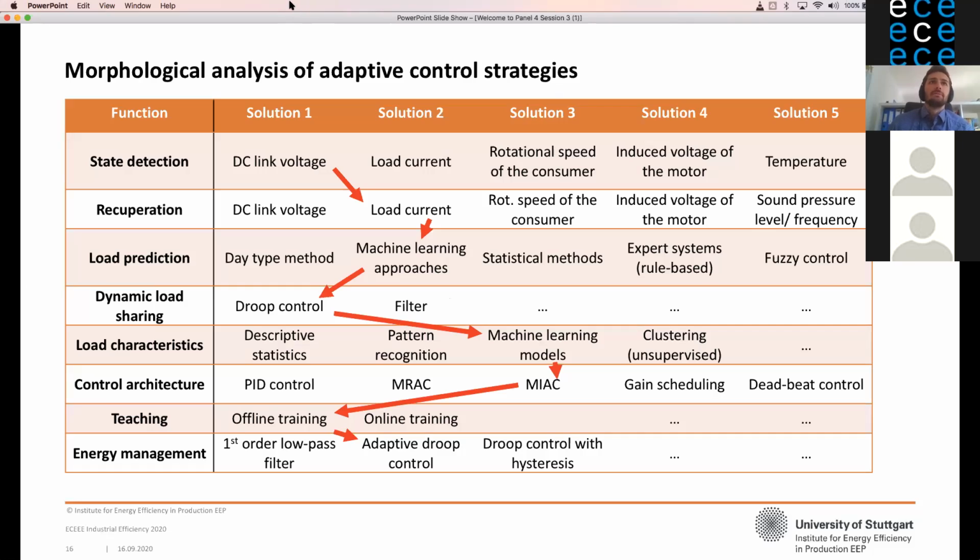I can now describe one possible solution path which we think is quite useful. State detection would be covered by a DC link voltage measurement, which also defines how much energy is in the system at one moment. Then the recuperation could be measured if the main load drive, for example, brakes, and this signal is also fed back to the control system. Load prediction could be done by measurements offline, teaching machine learning approaches. We could use droop control, which means we're measuring the system voltage and then deciding how much current the inverter of the flywheel energy storage is letting into the grid or taking from the grid. And this path could be what we just follow.